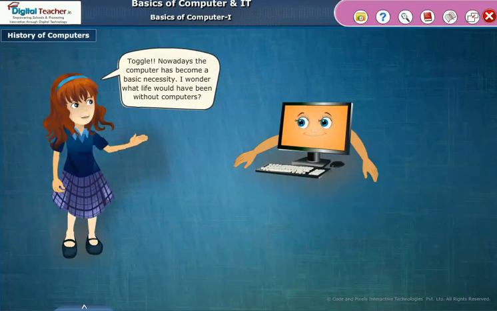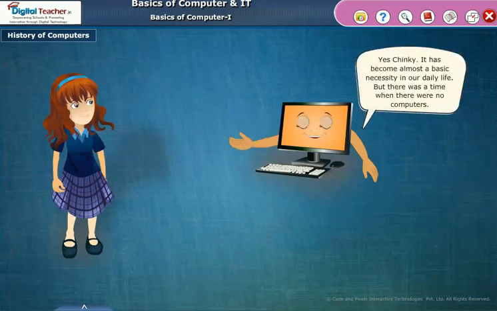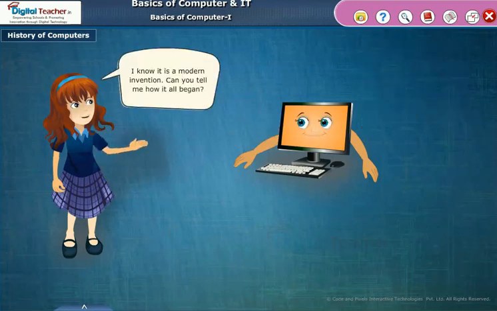Toggle, nowadays the computer has become a basic necessity. I wonder what life would have been without computers. Yes, Chinky, it has become almost a basic necessity in our daily life. But there was a time when there were no computers. I know it is a modern invention. Can you tell me how it all began?